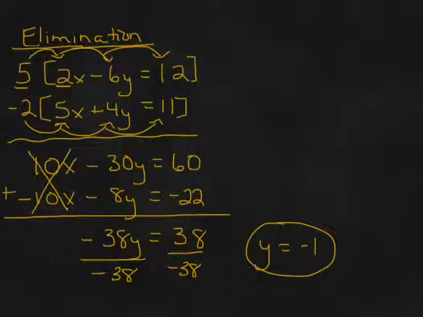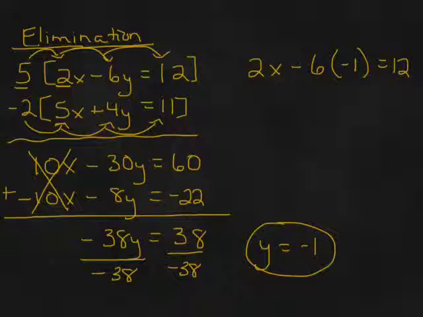Now we have to solve for x. So to solve for x, we get this bonus now that we know y is negative 1. So I take any of the two equations up at the top, whichever one looks easiest to you. It does not matter. I'm just going to use the top one. And we're going to substitute negative 1 in for y. So 2x minus 6, and now y is negative 1. So instead of writing y, I'm going to write negative 1 equals 12.